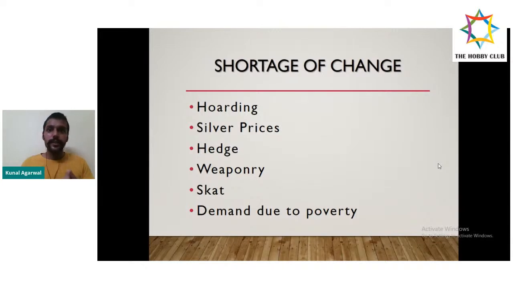I'll give you a small example. During this COVID pandemic, the price of gold has shot up by more than 15% in the last 3 months. So this is just one example of how these prices go up. And then there's hedging. Hedging is basically people keeping their money in, like I said, precious metals or coins made out of precious metals.